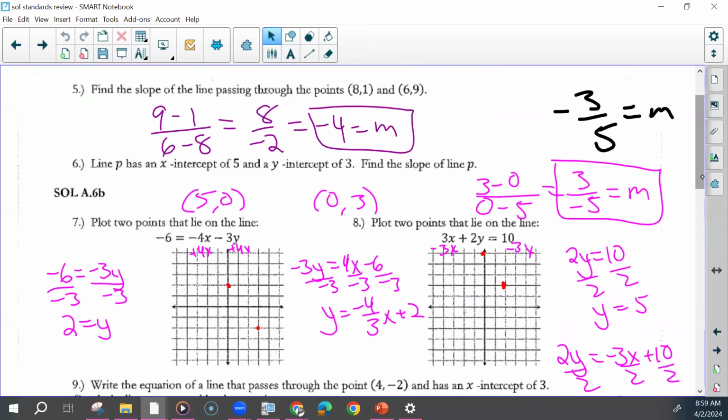For number 5, the slope was -4. Number 6, the slope was -3/5. Number 7 and 8, you just had to plot 2 points that would fall on this line. So you could have put those in Desmos and just plotted points from it, or solved it and did that. The 2 points I have for number 7 are (0, 2) and (3, -2). And then for number 8, (0, 5) and (2, 2).